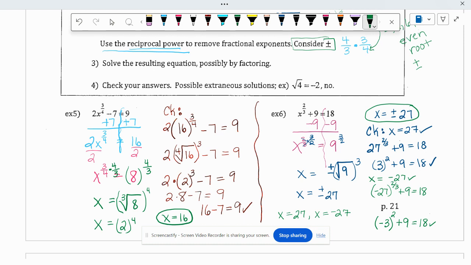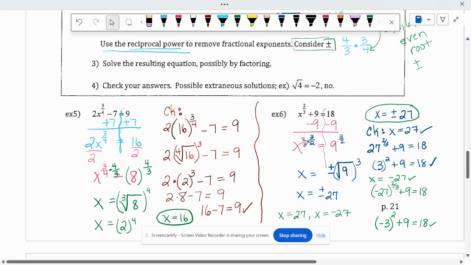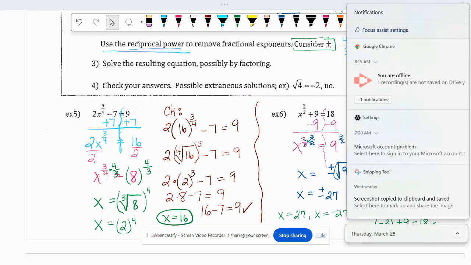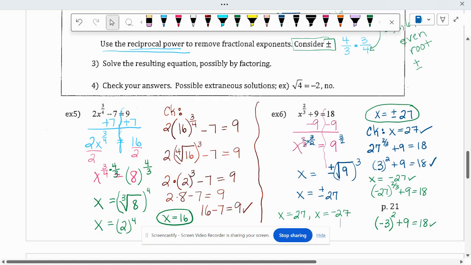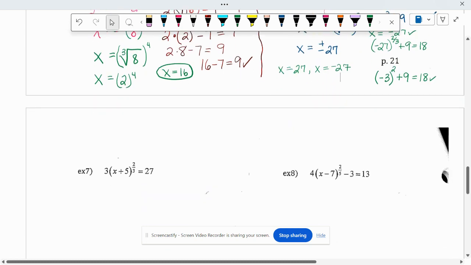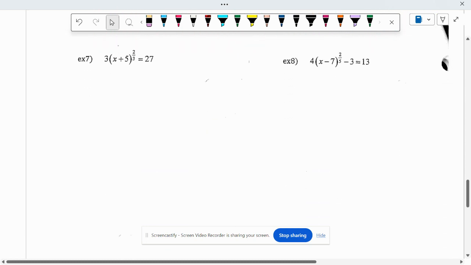Okay. All right. Let's move on to page 22. We have 4 more examples. My screen's all weird. Okay. So number 7. Remember, we want to isolate the radical.